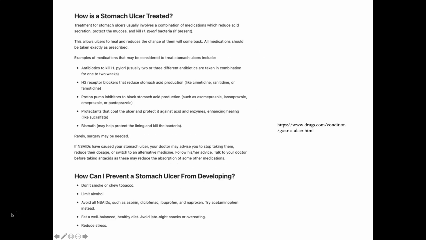How is a stomach ulcer treated? Well, if it's an H. pylori infection, there's definitely some antibiotics, usually 2 or 3, that are taken in combination together for a couple of weeks. Sometimes H2 receptor blockers that reduce stomach acid are prescribed, and we studied H2 receptor blockers last week when we talked about histamine and antihistamines. Remember that? So using an H2 antihistamine would be something that would help with reducing stomach acid production.